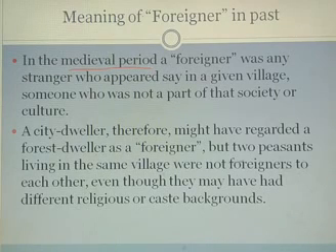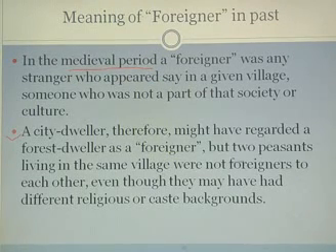Okay, then who is the foreigner to that village, that villager? The foreigner means any person that is coming from outside that village. Okay, maybe the same country but outside that village. Any person or any stranger that is coming from outside the village, they used to call them foreigner. And in the city also it is almost similar.